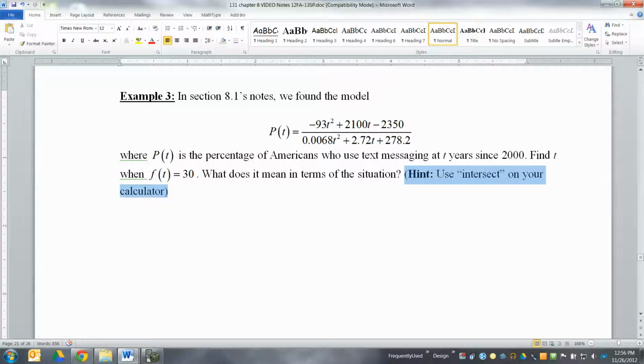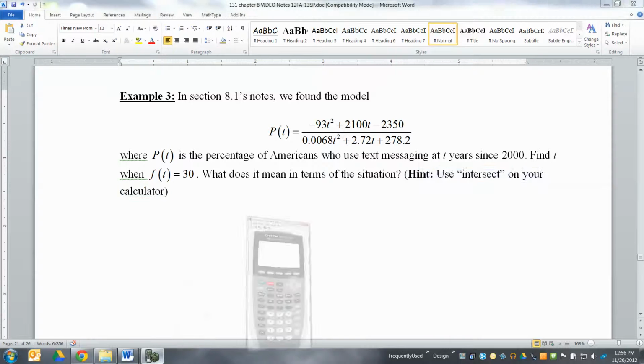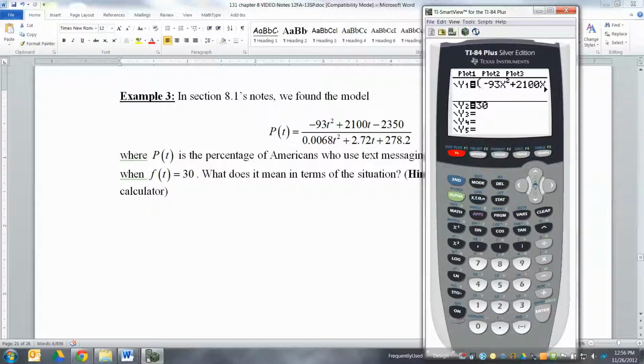And we are totally going to use intersect on our calculator. So you go to your calculator and you go to y equals, and you type in negative 93x squared plus 2100x minus 2350, but you put it in parentheses. You need a parentheses around that entire numerator. Then you close that parentheses, then put a division symbol, and then parentheses again, and then write the entire denominator. 0.0068 x squared plus 2.72x plus 278.2, close your parentheses. You have to have parentheses around both. Then for y2, you want to be 30.